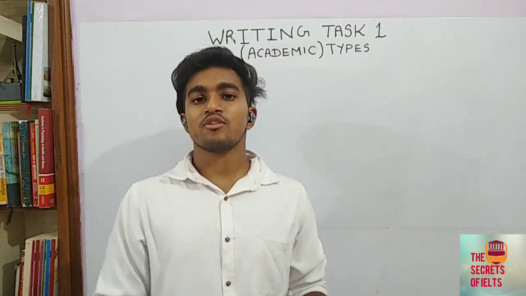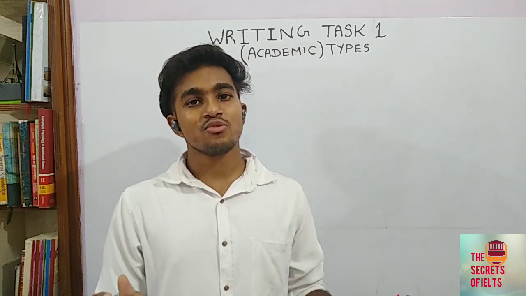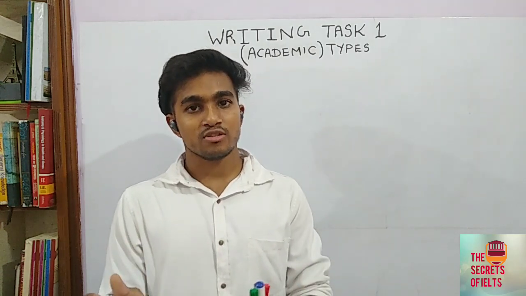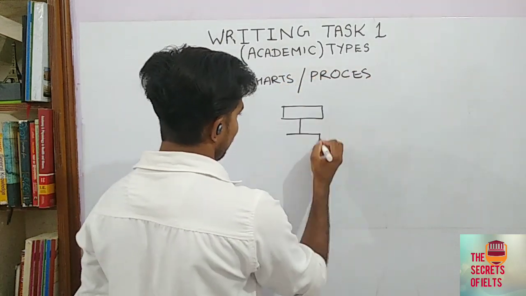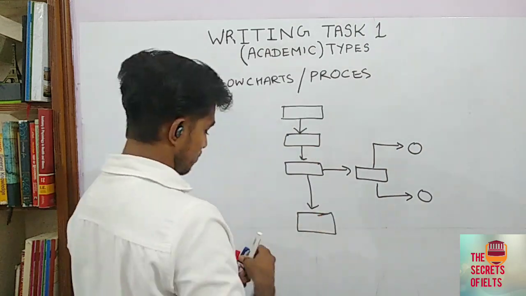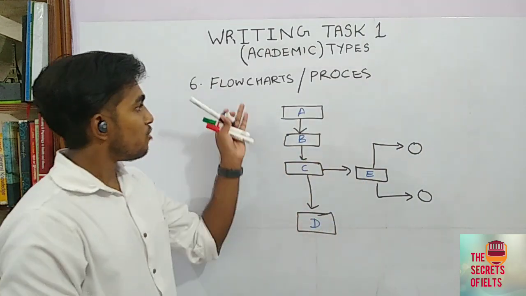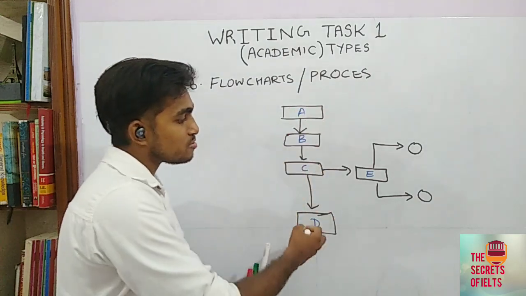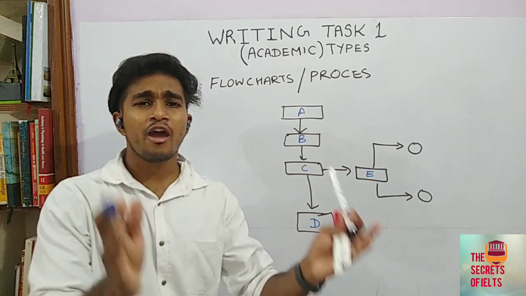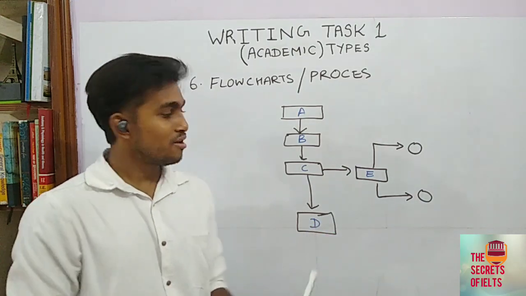The sixth type of questions are related to flowcharts or processes. So let's look at what a flowchart or process looks like. This is a sample of a flowchart, also known as a process. You have to explain the process in your own words. Perhaps it is the easiest type of task 1 that I know.